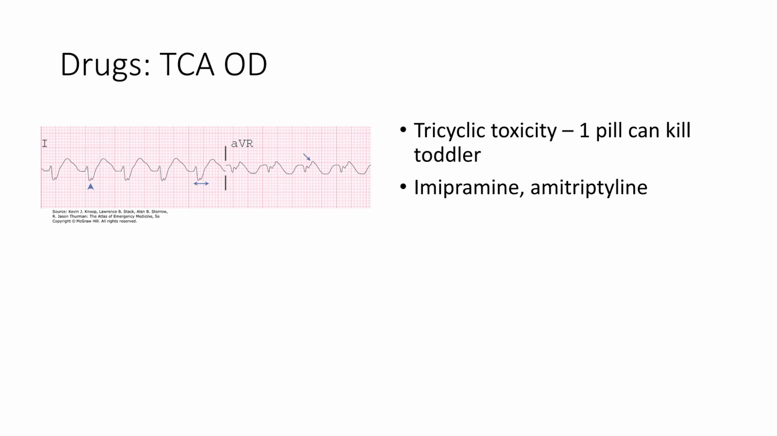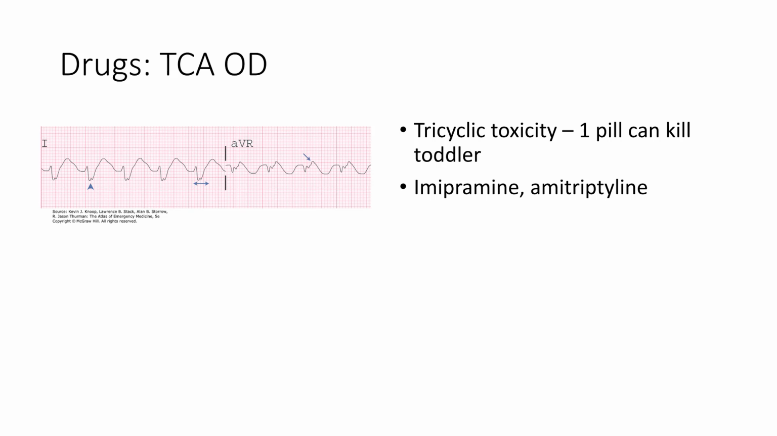Now, these medications, such as imipramine and amitriptyline, are widely prescribed for a number of uses, and unfortunately, they are fairly dirty medications in terms of they have a fair number of side effects, one of which is pretty significant toxicity. Tricyclics are one of the one pill can kill a toddler type medicines, so it's always important to make sure that if parents have these types of medications in the home, that they keep them under careful lock and key.